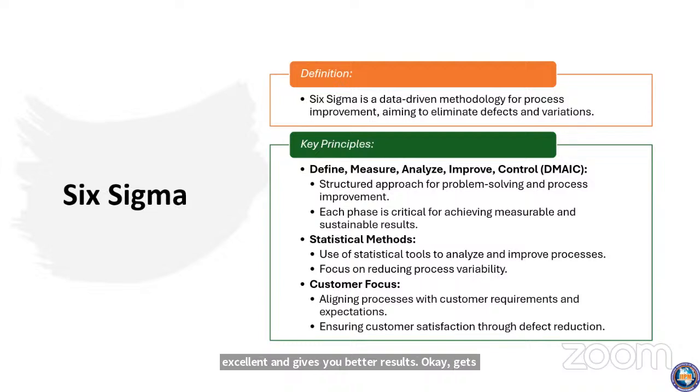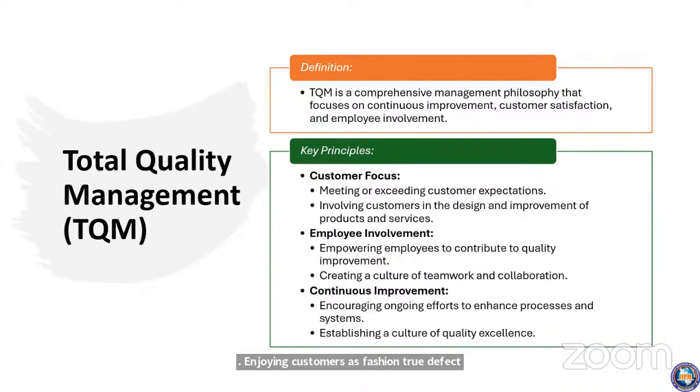Okay, the next one is statistical methods. Use of statistical tools to analyze and improve processes. Focus on reducing process variability. Then there's also a focus on customer, aligning processes with customer requirements and expectations, ensuring customer satisfaction through defect reduction.